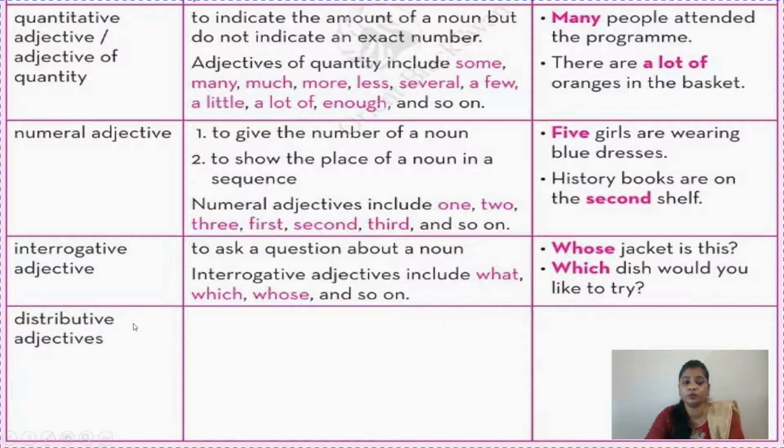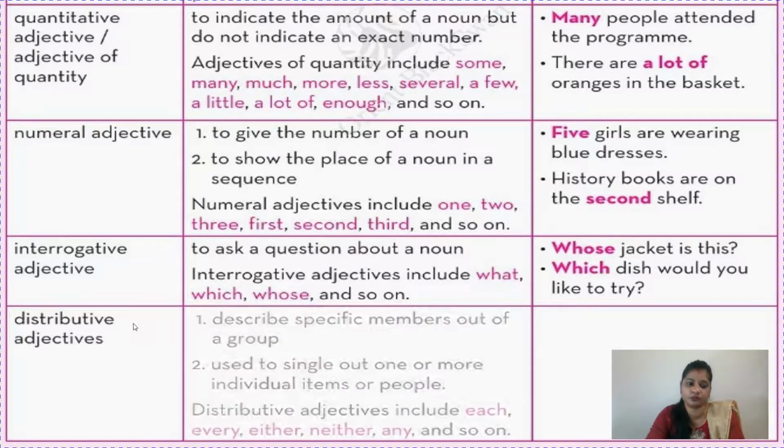Now distributive adjective, again from the question you were getting answer. Distributive means what? Distribution, to distribute something. So see what is that? It describes specific members out of a group, and it is also used to single out one or more individual items or people. Like it includes each, every, either, neither, any, and so on.